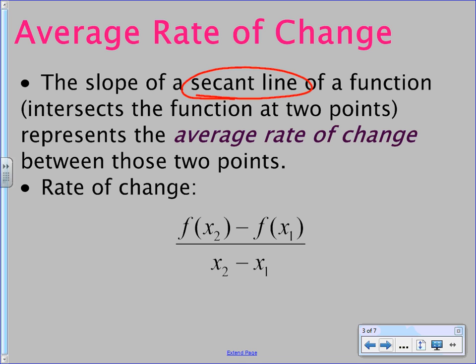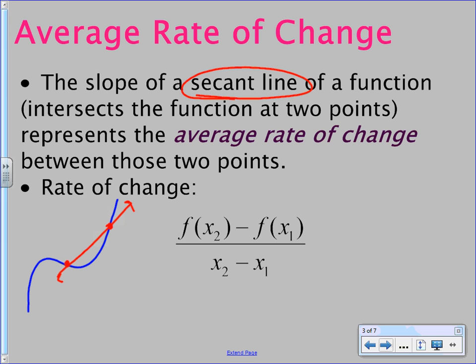It intersects. Good job, you read ahead. If you think back to geometry, a secant line went through a circle twice. So if we have a curve, a secant line would look like this. This red line is the secant line where it's intersecting twice.